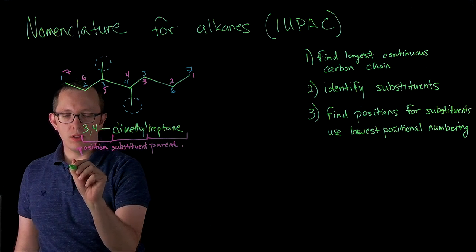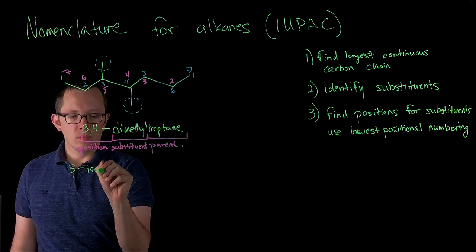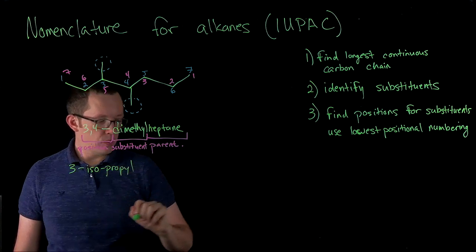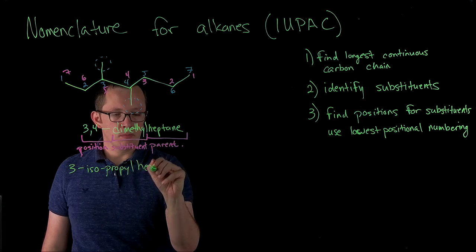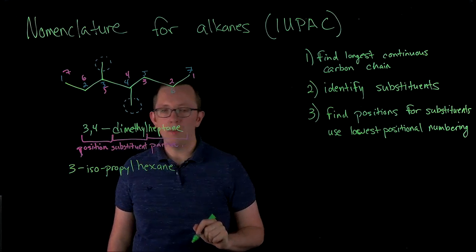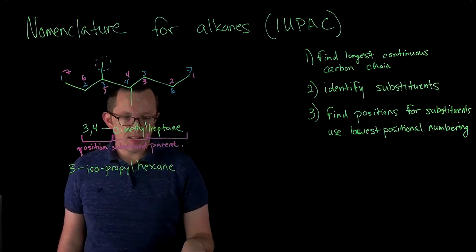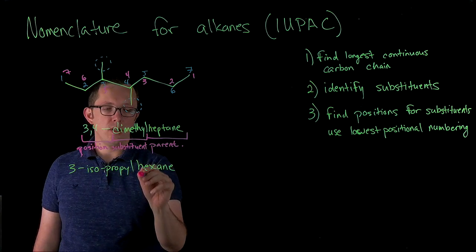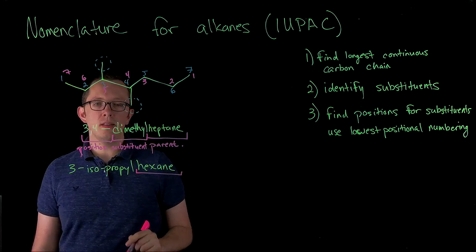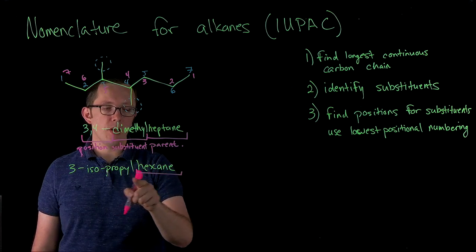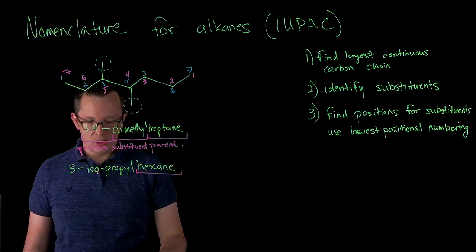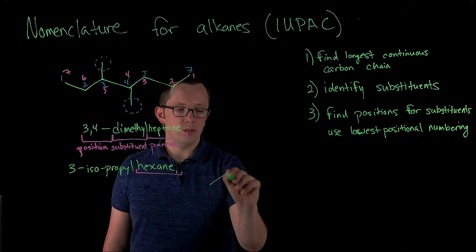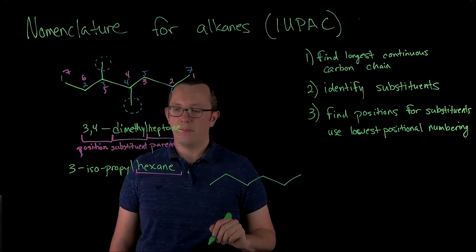So here, the name I'm going to use is 3-isopropylhexane. Okay? So here, we can separate this into the parent, the substituent, and the position. So here, at the end, always at the end, we're going to find our parent. So our parent structure is going to be hexane. So we can go ahead and start to draw that out. 6 carbons in a row. 1, 2, 3, 4, 5, 6.